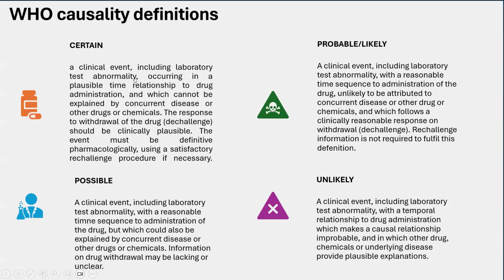There are certain kinds of scales, and I have covered two very popular ones. The first is the WHO scale and the second is the Naranjo scale. When we have to assess causality of a drug-event pair, the WHO causality scale has four criteria in which we assess causality. Those are certain, second is probable, third is possible, and fourth is unlikely.